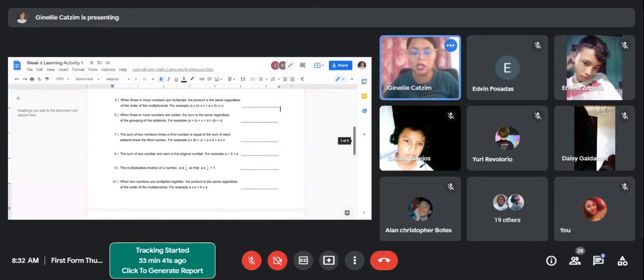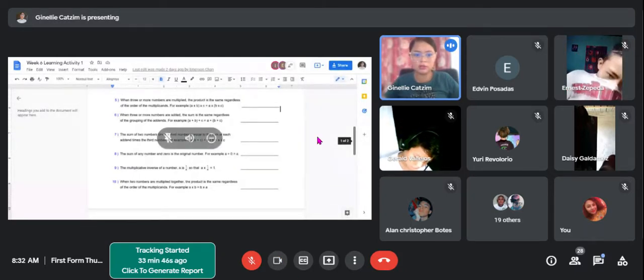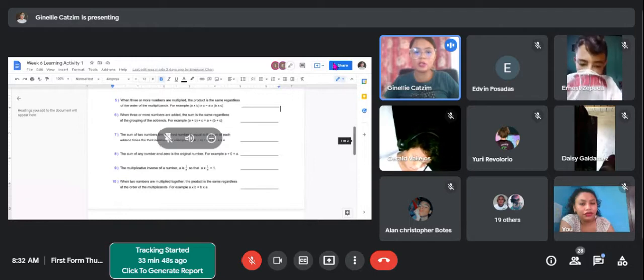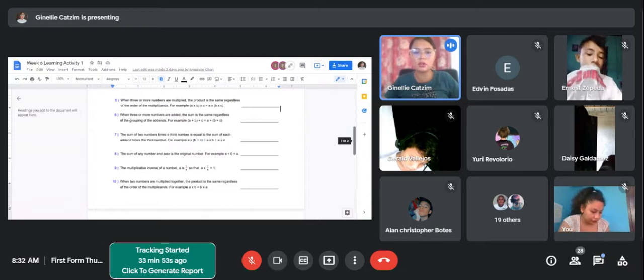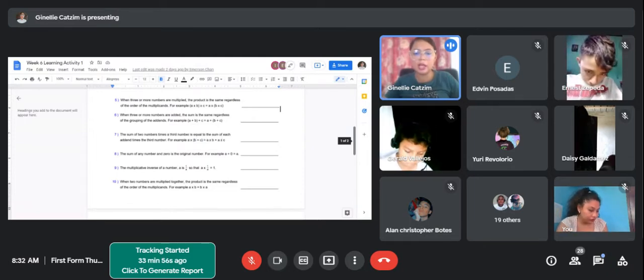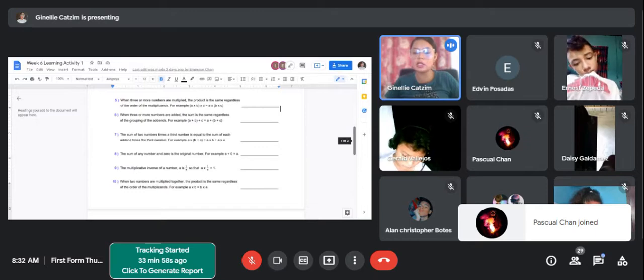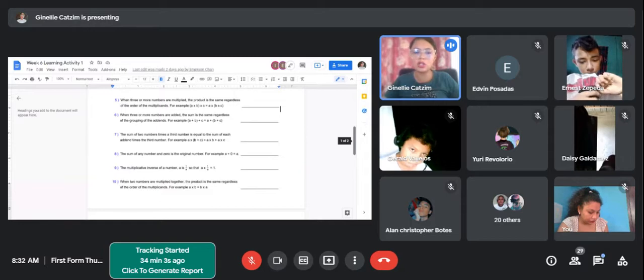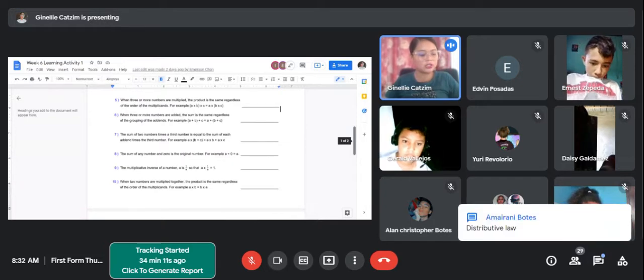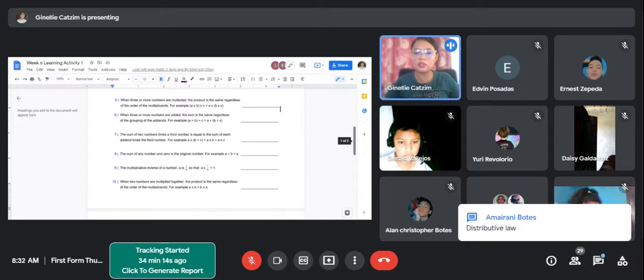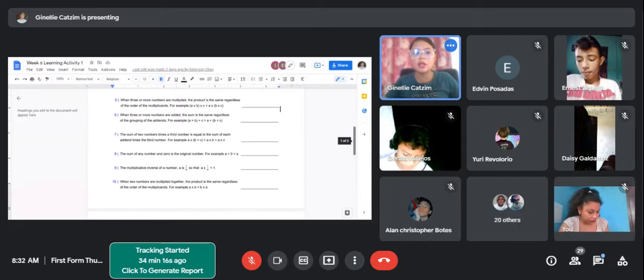Very good. Number 8, is it number 8 or number 7? Number 7, the sum of two numbers times the third number is equal to the sum of each addend times the third number. For example, A times group together we have B plus C, and then we have A times B plus A times C. That is which law? The distributive law, says Amirani. Very good. That is the distributive law.